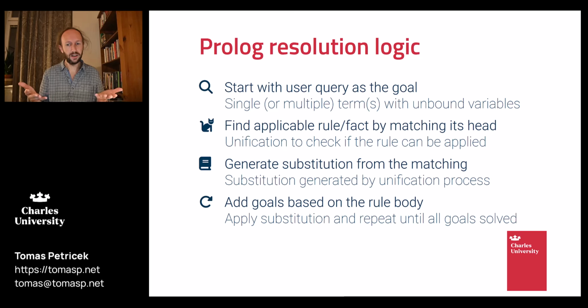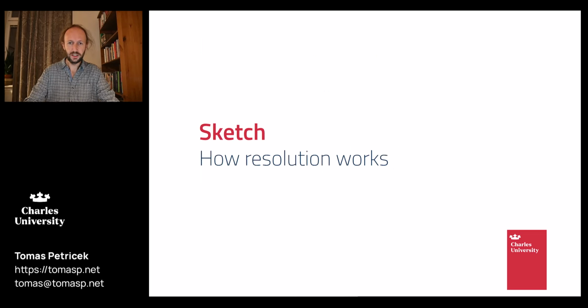And if we find one, then this unification will generate a substitution, or a variable assignment. We keep the variable assignment, and then we go over the body of this rule and add all the terms from this body to our list of things that we still have to resolve. We keep applying the substitution and repeating our search until we solve all the goals. So let me try to show you how this works, at least in a very high level way.